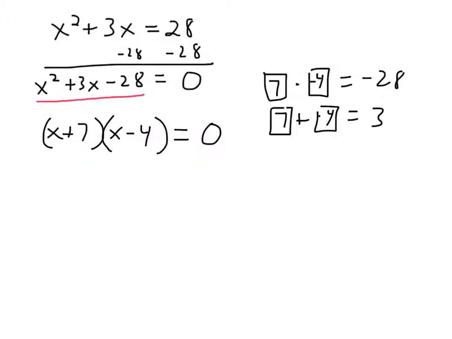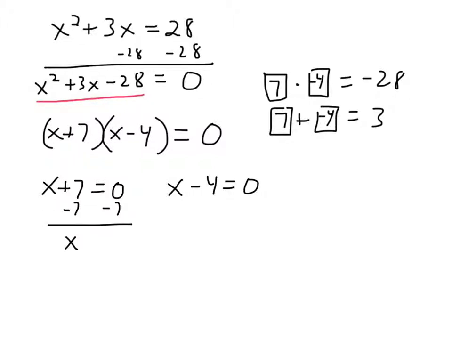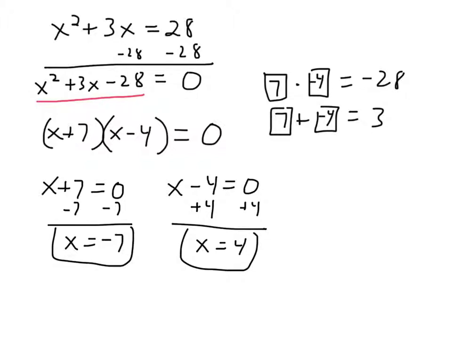And now once we've factored it, we're going to set each factor equal to 0. So we'll have x plus 7 equals 0, and then x minus 4 equals 0. So we get two separate equations, and we just solve them separately. For this one, we just subtract 7 from both sides, so x is negative 7. And on this side, we'll add 4 to both sides, so x equals 4. And notice we get two different solutions. That's not unusual for a quadratic equation. We often will get two solutions to a quadratic equation.